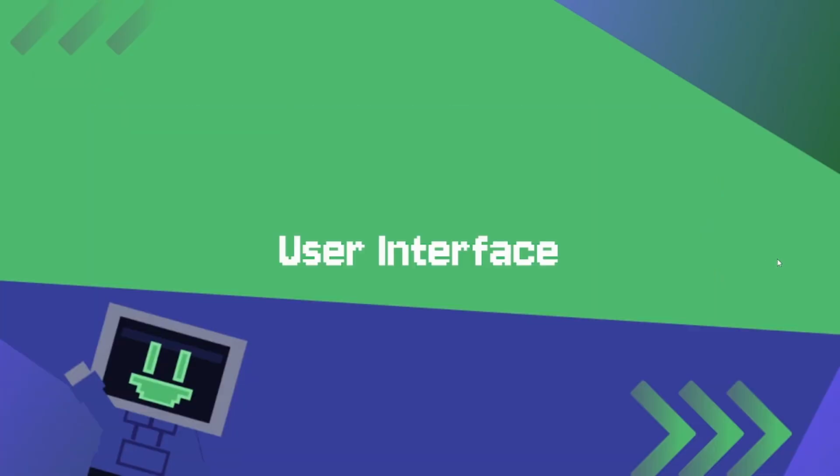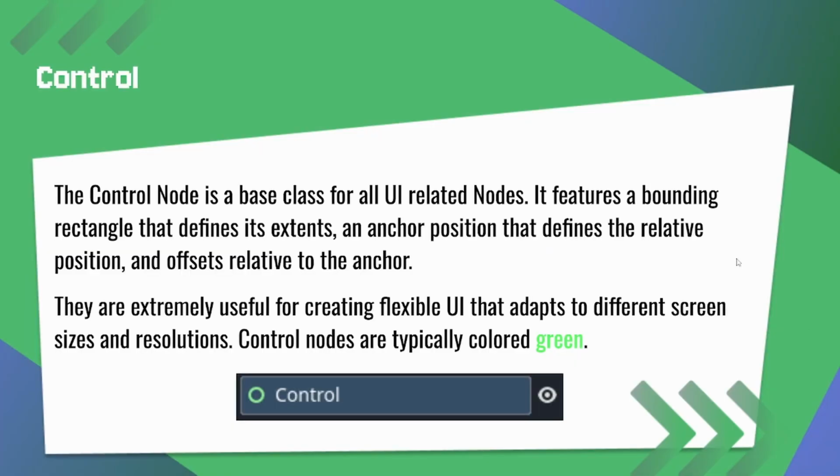All right, next up is user interface. Let's say you want to add some visual communication of things like health in your game. Godot calls the UI related nodes control nodes. These feature a bounding rectangle that defines its extent, an anchor position that defines the relative position in context with the rest of the screen, and offsets relative to that anchor. This might not mean much, but I'll explain it in a minute. All you need to know is they are very useful for creating flexible UI that will adapt to different screen sizes and resolutions. And control nodes are typically colored green.